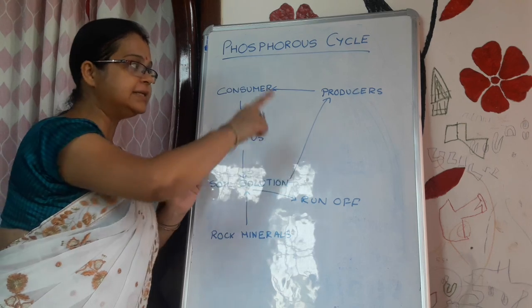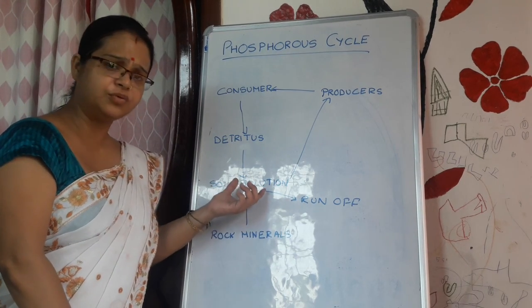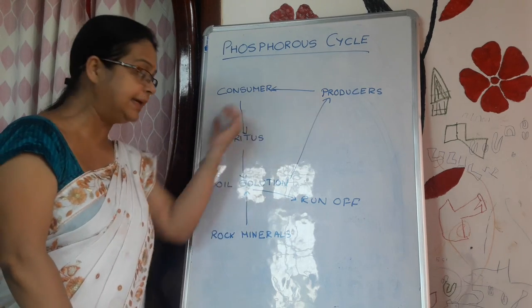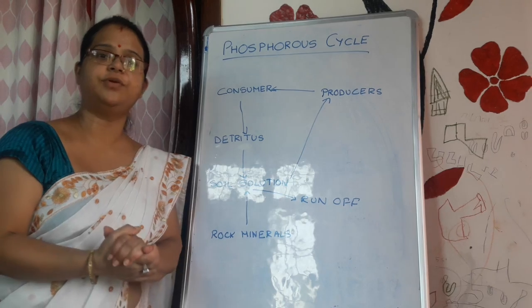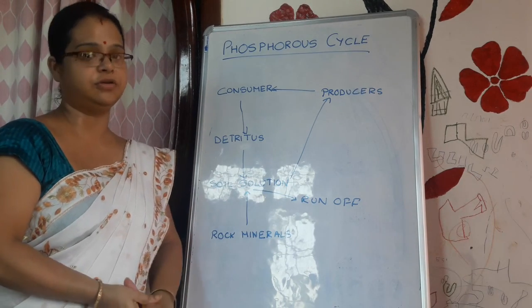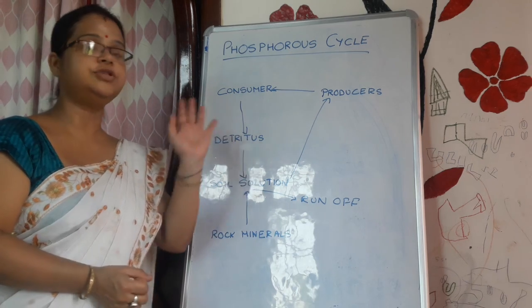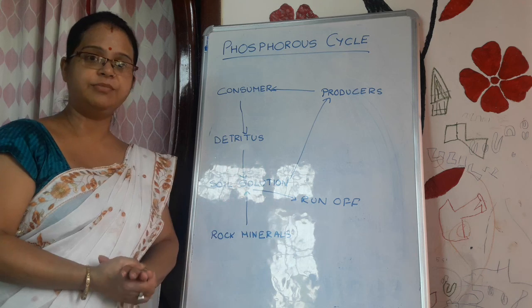So this cycle is the phosphorus cycle. Whenever it goes to the soil and is used up, it is again returned back to the soil. Here also the phosphorus content is maintained by nature, so that excessive phosphorus is not lost away. So these two biogeochemical cycles are important. Hope you have understood about it. Go through the books.